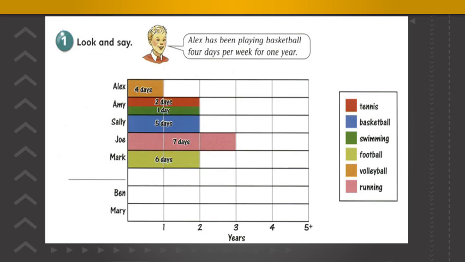Now, could you write your name on the line over here after Mark's name, before Ben's name? Write your name. All right. Now, you could also ask yourself the same question. Alex has been playing basketball for 4 days per week for 1 year. What about you? How long have you been playing your sports?